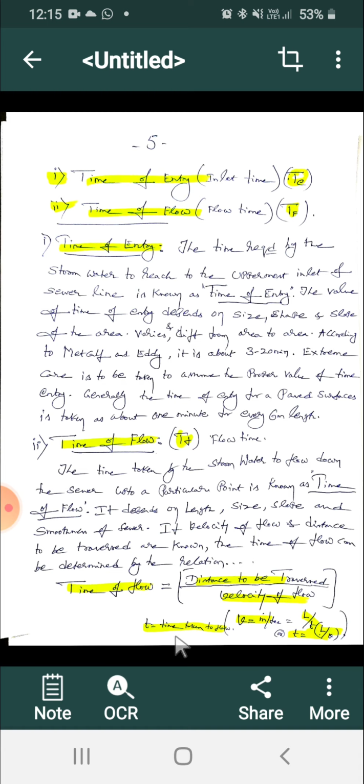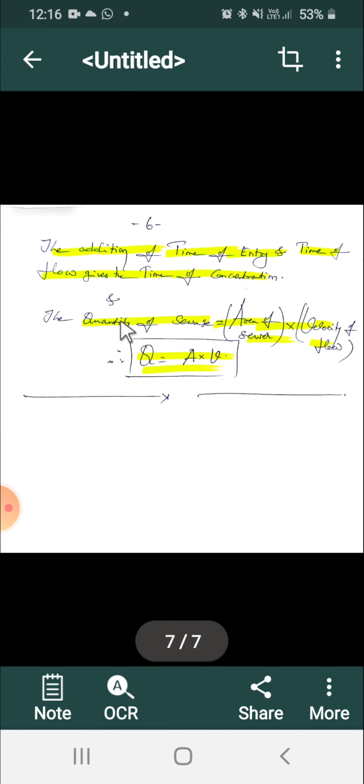So this is one type of problem. In addition to the time of entry and the time of flow, it gives the time of concentration. The addition of T1 plus T2 is equal to T, the total time of concentration. Finally, the quantity of sewage is equal to the area of sewer into the velocity. If you know these values, you can directly substitute and get the answer. So Q is equal to AV.